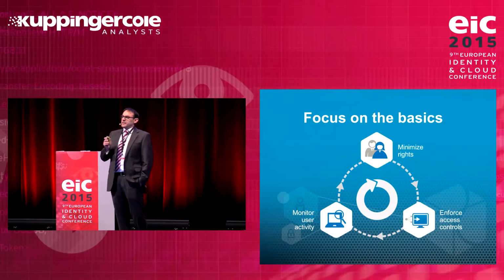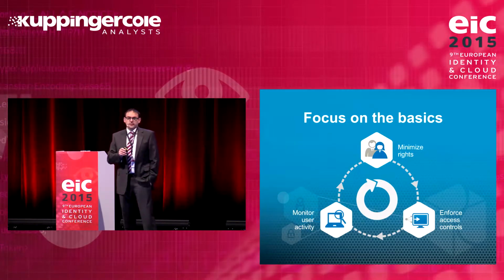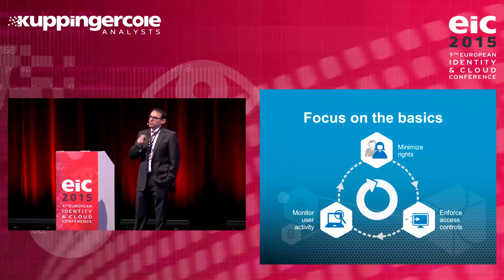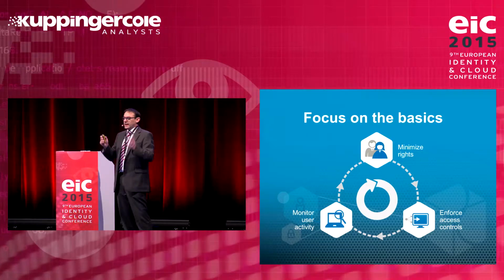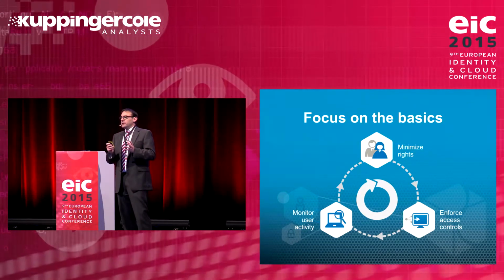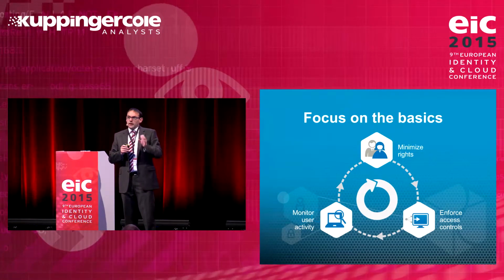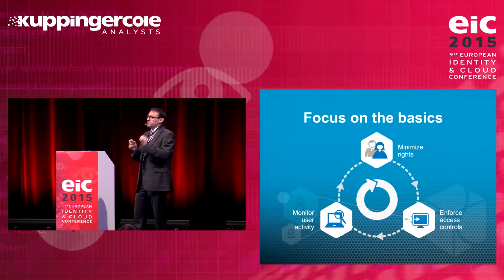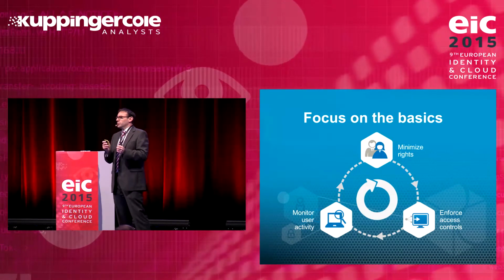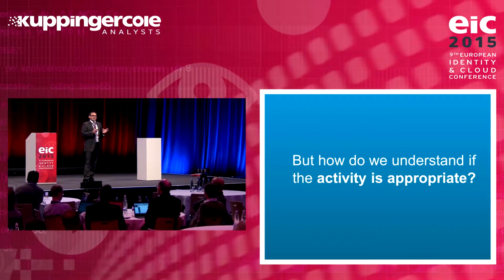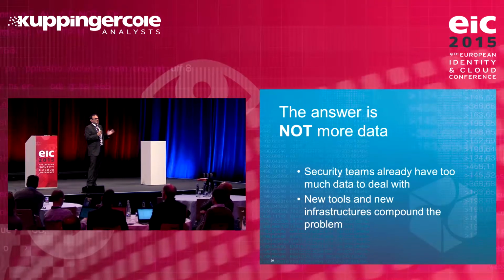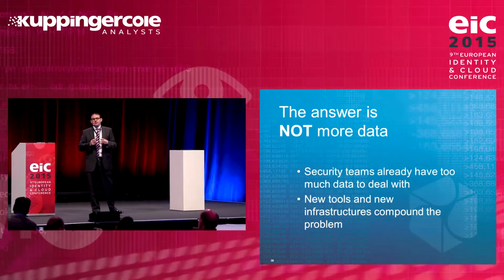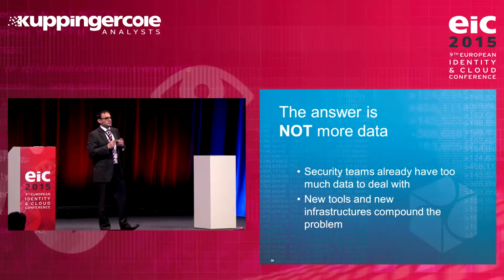Well, from an identity and access perspective, we need to focus on the basics. We need to minimize the rights of the individuals. We need to make sure that the access rights that an individual has, the device has, the thing has, are appropriate. And then we need to enforce the access controls, and we need to monitor user activity. We need to make sure that the activity that is occurring is appropriate for that particular device, that it's normal. But how do we understand if activity is appropriate? And the answer is not more data. We already have too many tools that are generating too much data to enable us to make sense of it.